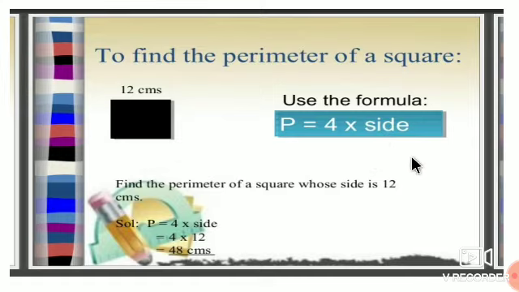So the formula for the perimeter of the square is very easy: side plus side plus side plus side. 4 times side, in short we can write 4 multiplied by side, because perimeter means we have to add the lengths of all the sides. Understood? So here, find the perimeter of the square whose side is 12 centimeter. 4 into side, 4 into 12 is 48 centimeter.